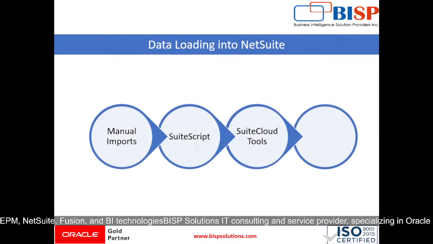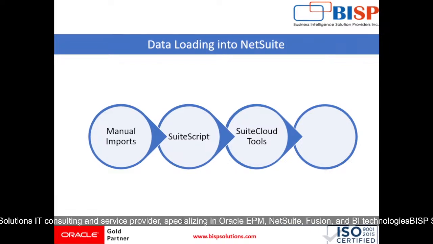Then comes our data loading into NetSuite, where there are manual imports using the CSV import tool, which is suitable for small data sets. Then SuiteScript, where custom scripts for large or complex data imports are used. Then SuiteCloud tools, where SuiteTalk is the web service, SuiteFlow is workflow, and SuiteAnalytics is done. Then third-party connectors, where Celigo, Boomi or MuleSoft are used for automated migration. As a best practice, migrating data in batches to prevent errors and system overload is recommended for data migration.